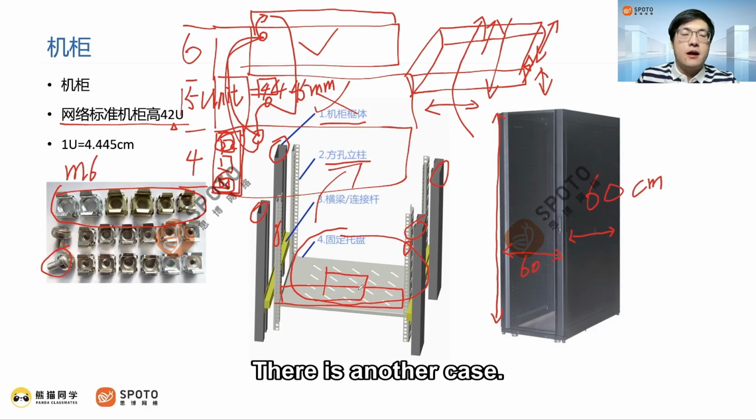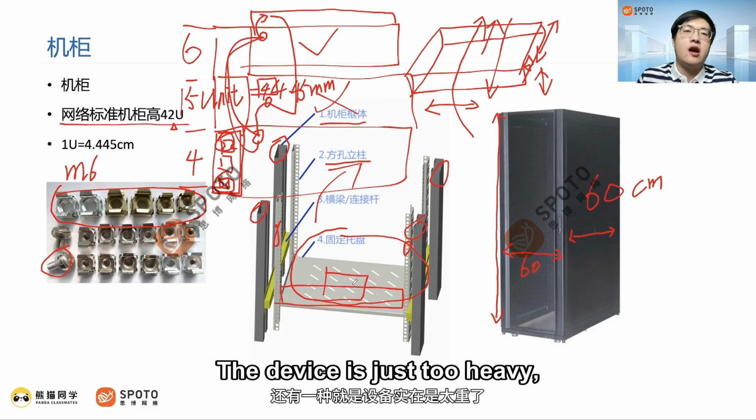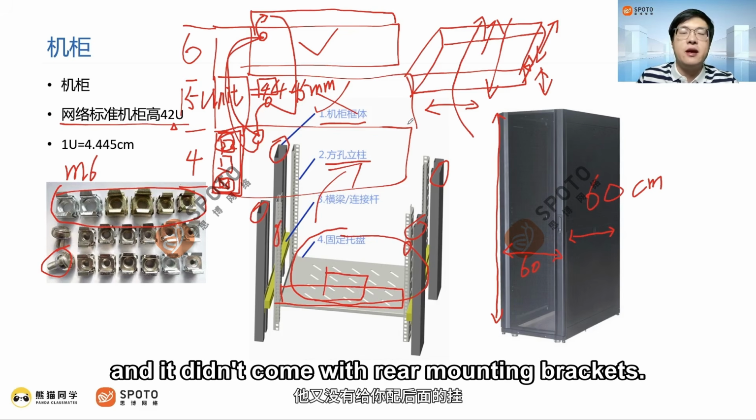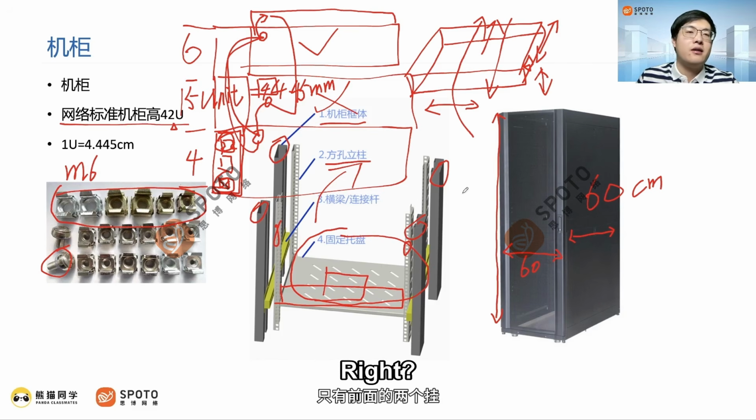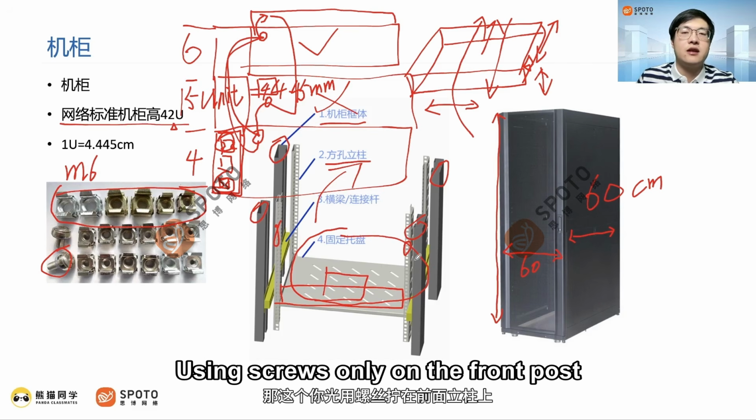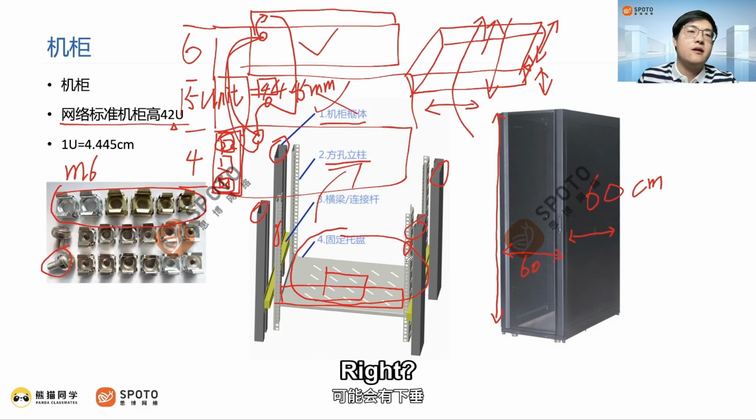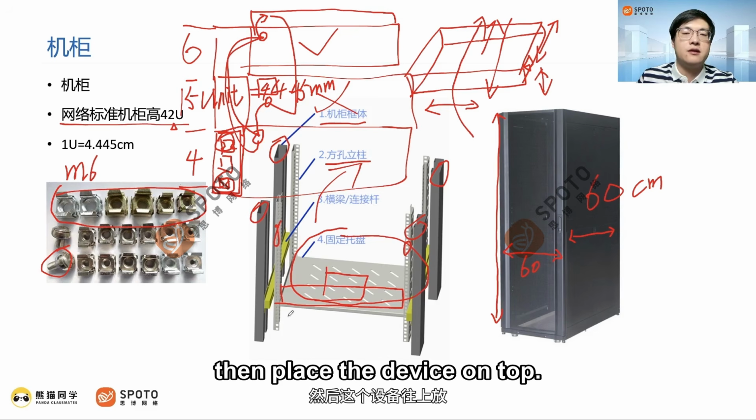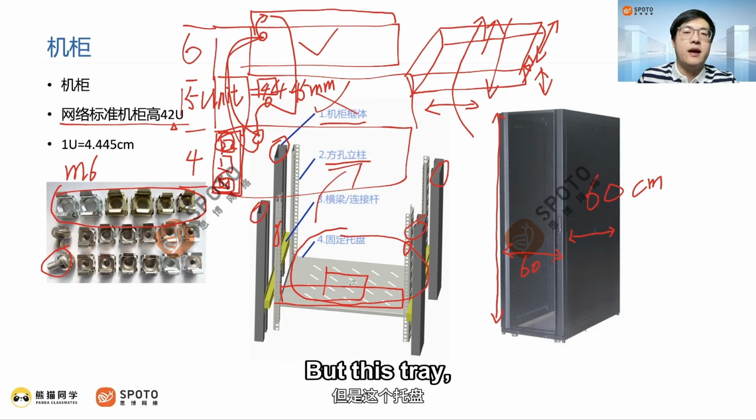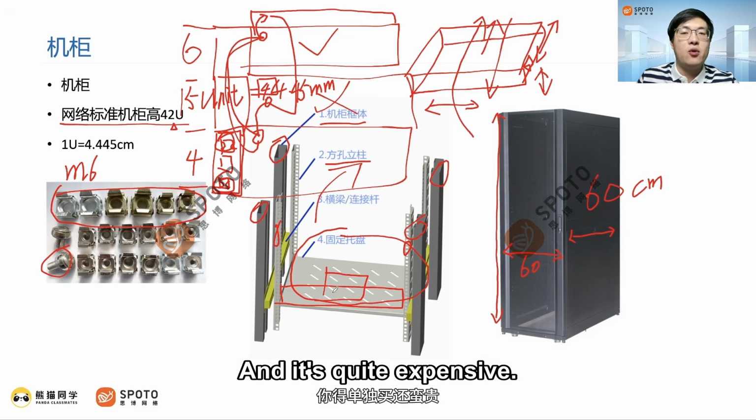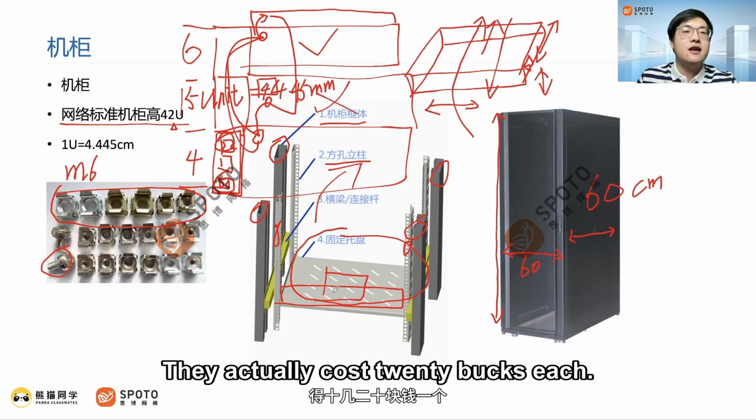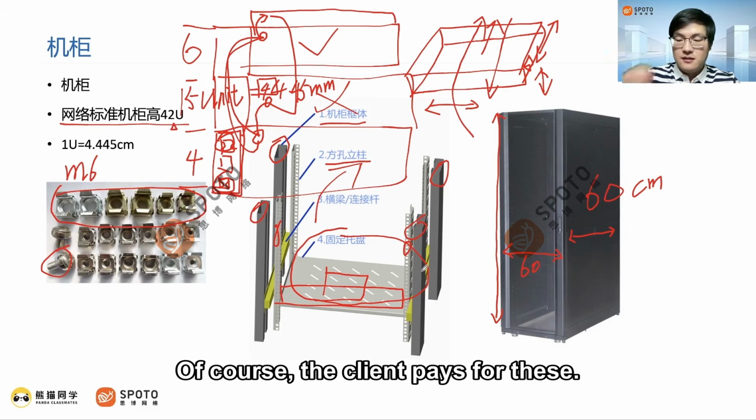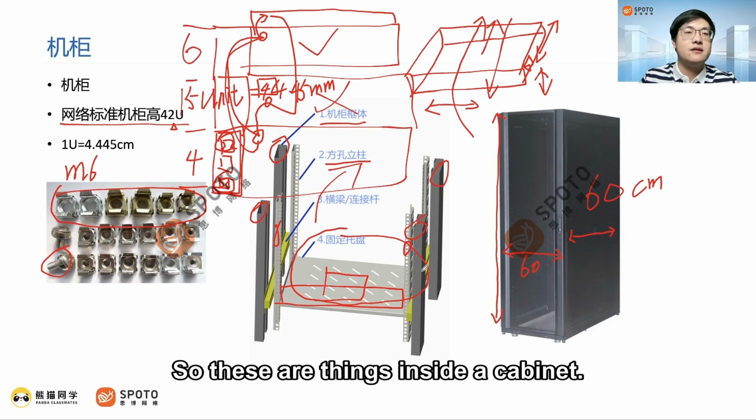There is another case. The device is just too heavy, and it didn't come with rear mounting brackets. It only has the two front brackets. Using screws only on the front post might not hold, it might sag down. In this case, you can use a tray. Secure the four corners, then place the device on top. Done. But this tray, you have to buy it separately. They actually cost $20 each. Of course, the client pays for these. We engineers just need to submit the request, right? So these are things inside a cabinet.